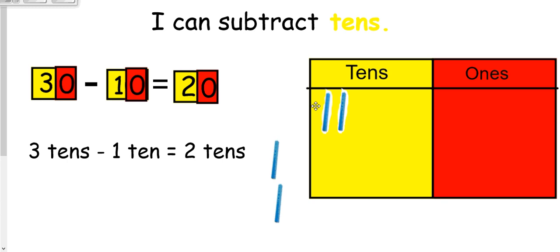20 has 2 tens. There's a 2 in the tens place, just like on our place value chart. And it's got 0 ones. So there's a 0 in the ones place, and there are no ones in the ones place on our place value chart.